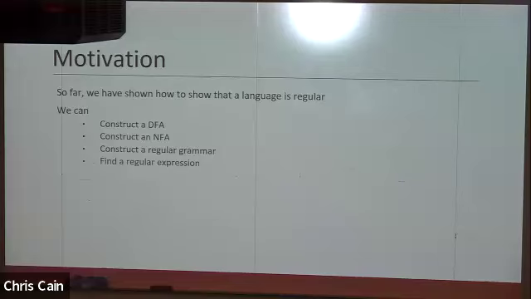But, and I've hinted at this throughout the class, there is one thing we have yet to do, which is be able to show that a language is not regular. And that turns out to be way harder to do and involves a significant amount of thinking, construction, and overall pain.